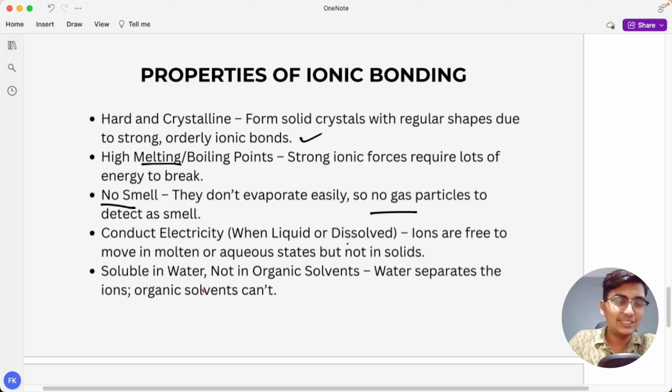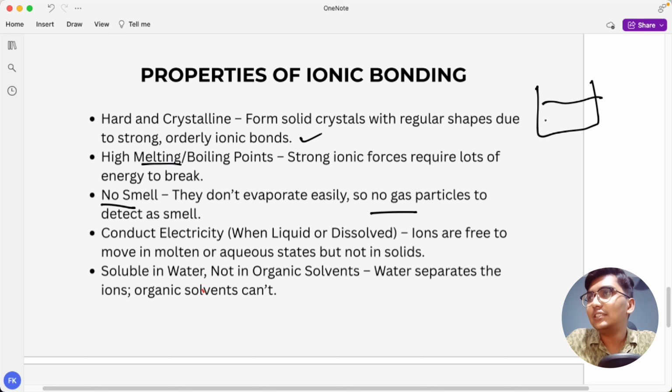They conduct electricity, however the condition is they have to be in a liquid or dissolved state. For example, in water, sodium chloride dissociates into sodium ions and chloride ions. They are soluble in water but not in organic solvents, for example ethanol.